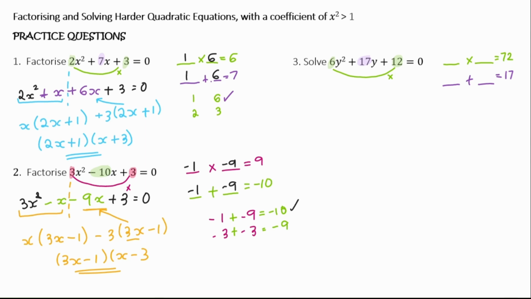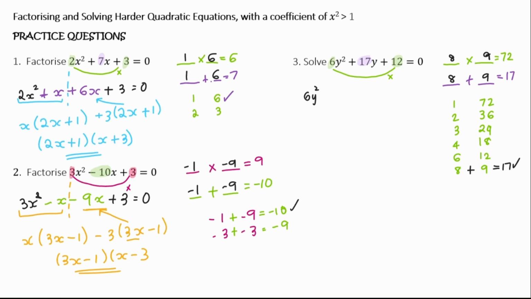So looking at the factors of 72, we've got 1 and 72, 2 and 36, 3 and 24, 4 and 18. 5 is not a factor, but we've got 6 and 12. 7 is also not a factor, but we've got 8 and 9. We now need to look at which of these factors add to give us 17. And if we add 8 and 9, that gives us 17. So we will be using 8 and 9, which multiply to give us 72, and add to give us 17.